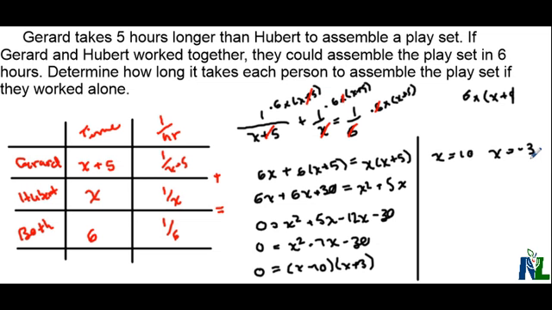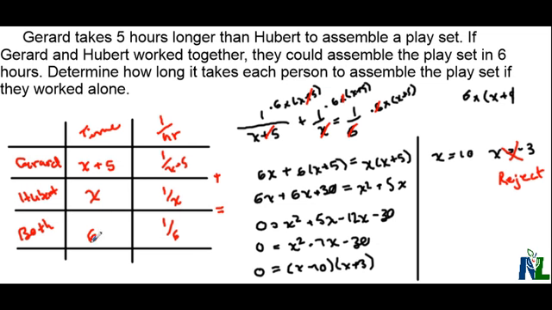Now, looking at both of these solutions, one is 10 hours and one is minus 3 hours. Since we're talking about a real-life situation here where we have someone building a playset, they would not be able to do it in negative time. So we'd have to reject that answer first off. And then we just want to look at the 10 to see if it makes sense.